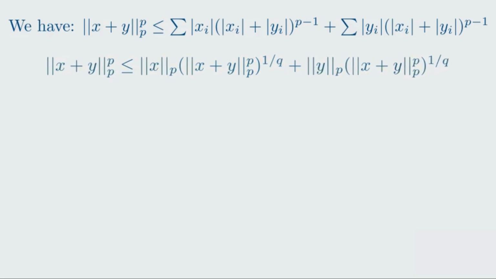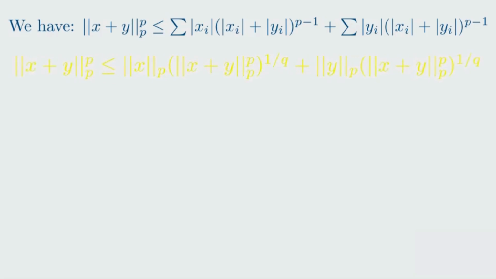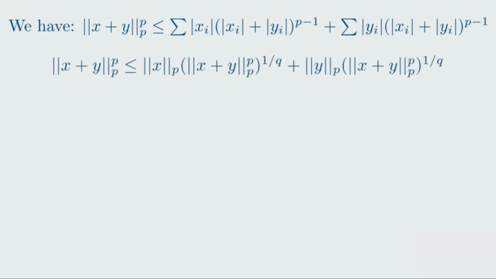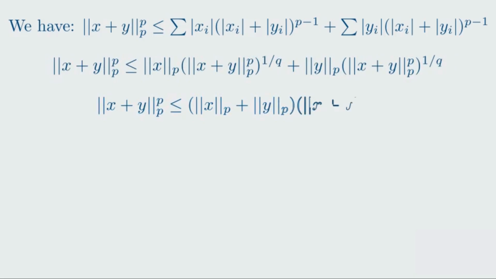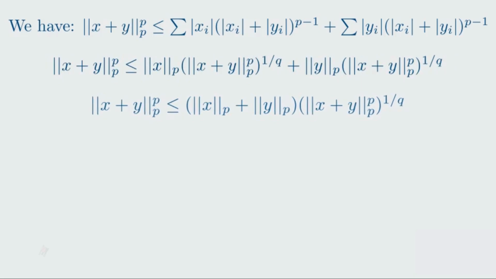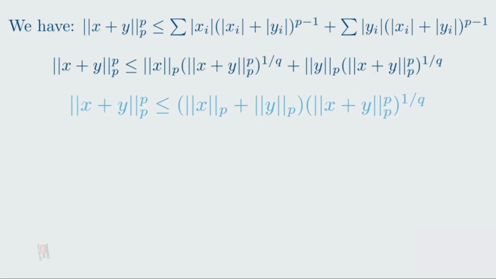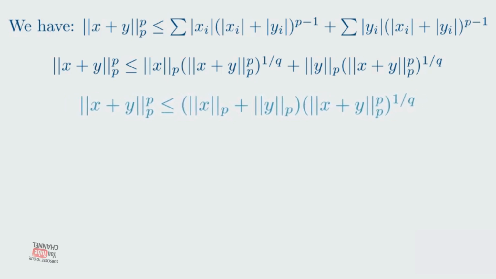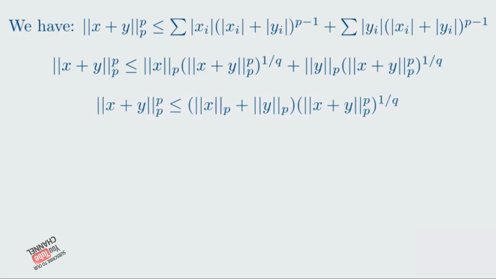Notice the term that is common to both new expressions on the right-hand side. It's the p norm of x plus y raised to the power of p/q. Let's factor that common term out. This gives us the p norm of x plus y to the p is less than or equal to the product of the p norm of x plus the p norm of y, and the p norm of x plus y to the p/q. Now we have the p norm of x plus y on both sides of the inequality. This is the key. To isolate it on the left, we can divide both sides by the term on the right, assuming the term is not 0.